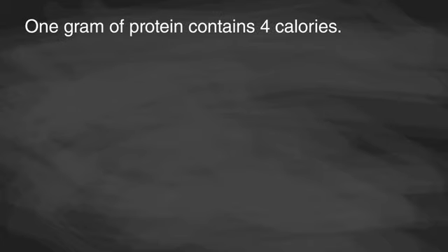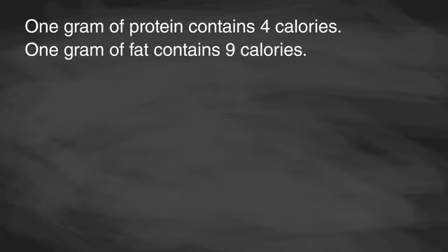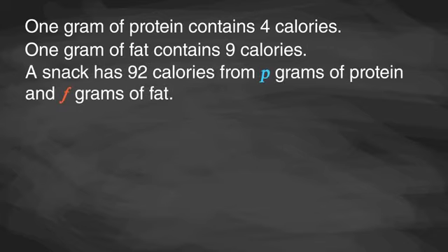Let's use an equation to model and solve a problem. 1 gram of protein contains 4 calories. 1 gram of fat contains 9 calories. A snack has 92 calories from P grams of protein and F grams of fat. An equation that represents the relationship between these quantities is 4P plus 9F equals 92.